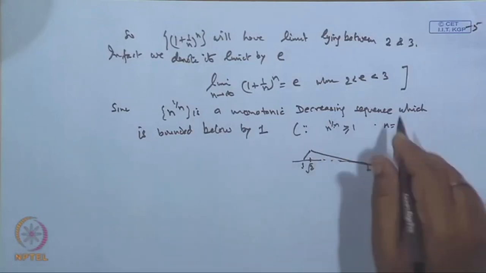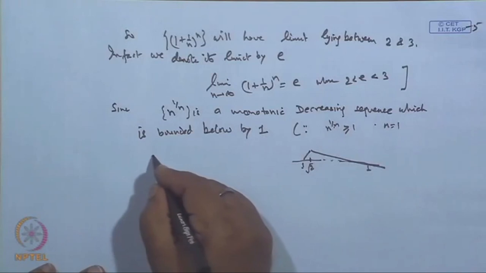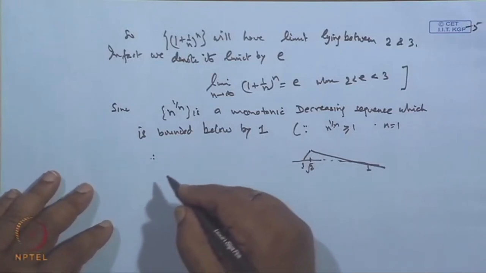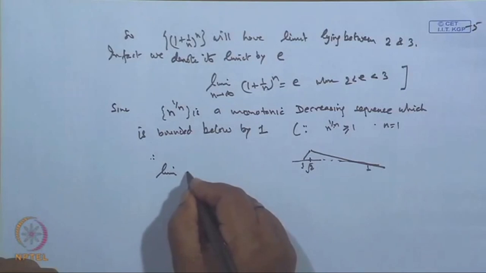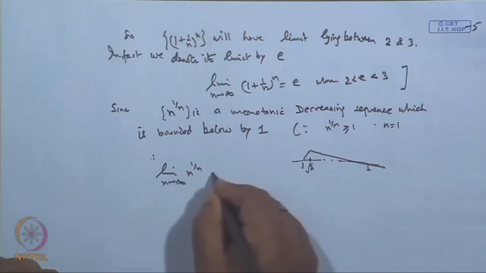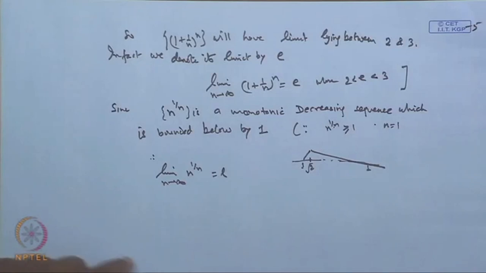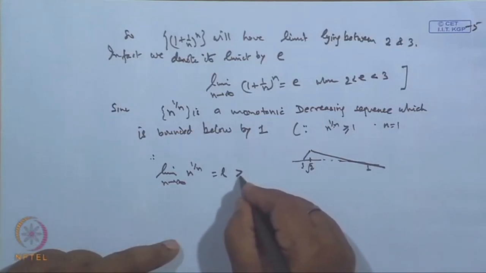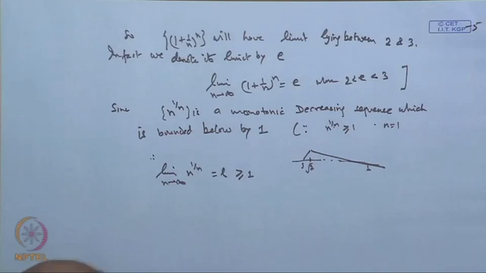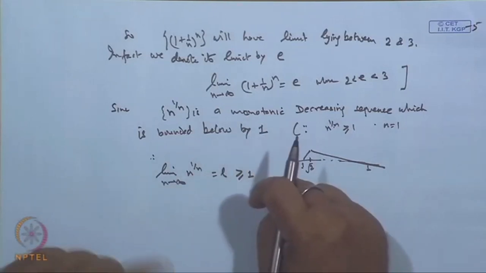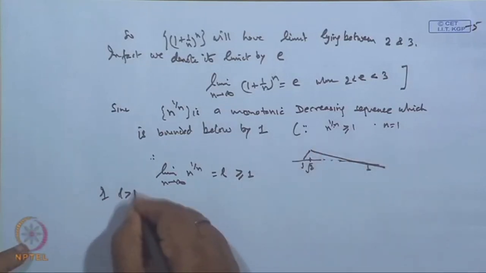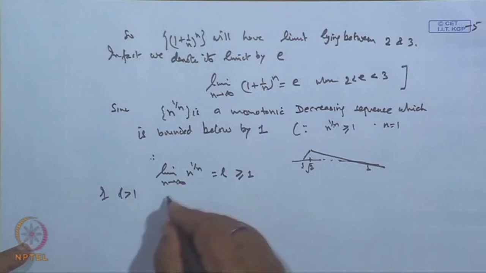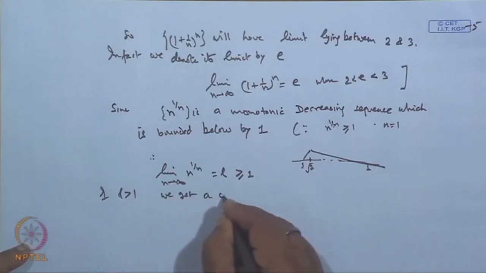Like this, okay. Therefore, the limit of this sequence a_n, when you say the limit exists, and we get the limit of n to the power 1 by n as n tends to infinity, say it is L. Now, this limit is greater than or equal to 1, is it okay? Now, we claim L cannot be greater than 1. If L is greater than 1, then again we get a contradiction.